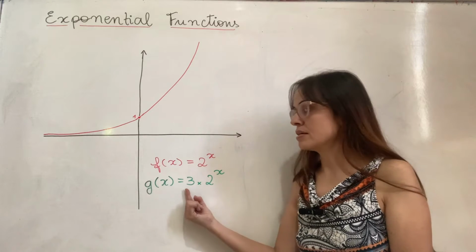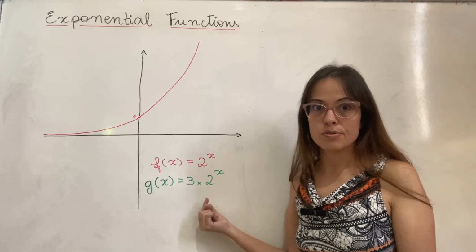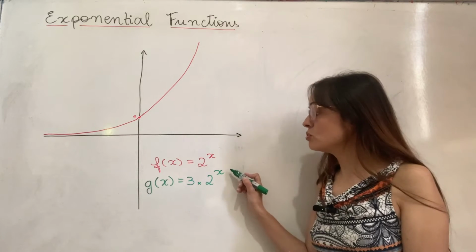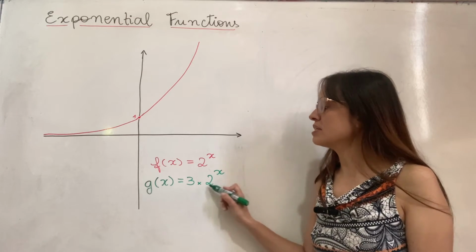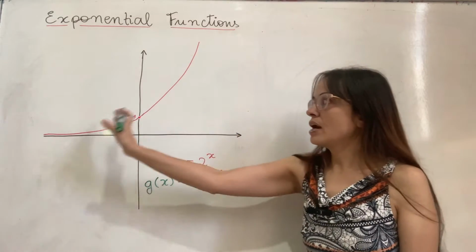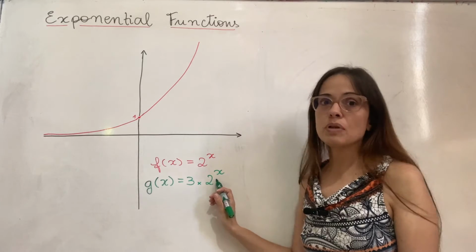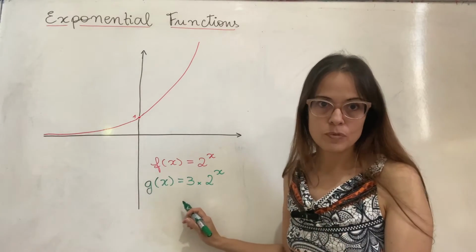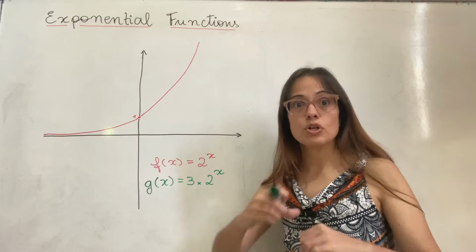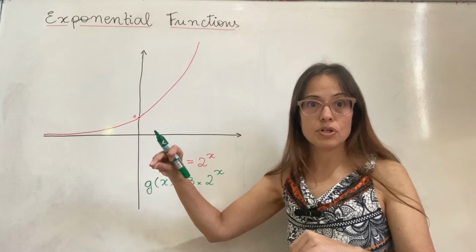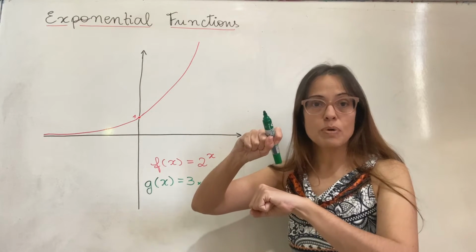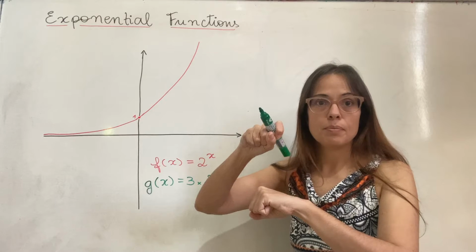So you can't just multiply the 3 by the 2, making it a 6. What you have to do instead is take the function itself, which is what we have here, and then multiply the whole thing by 3. So that is how graphic transformations work.